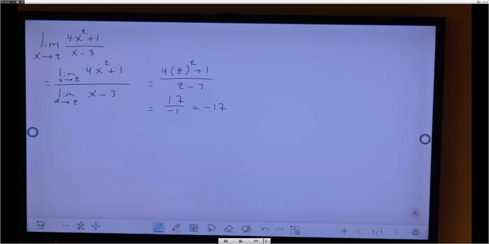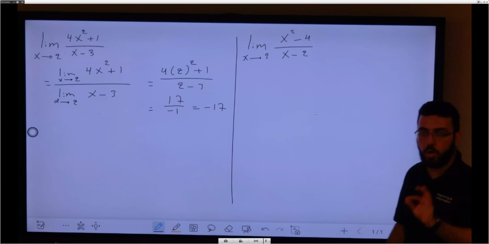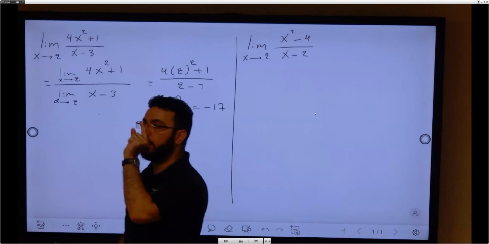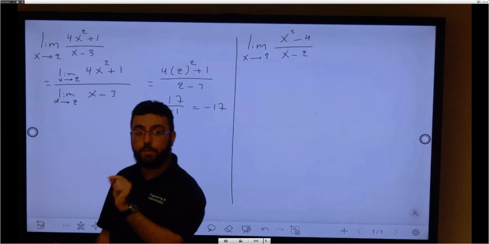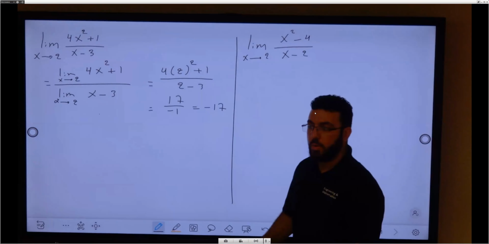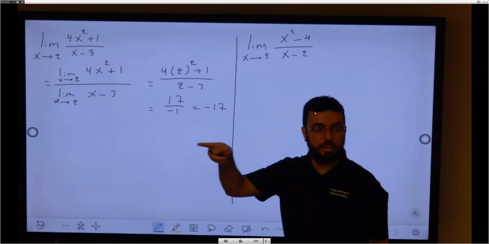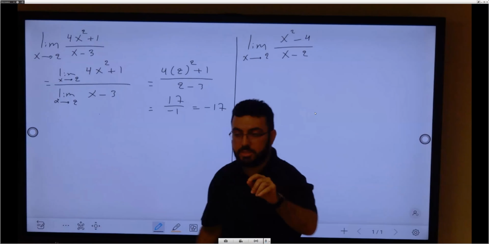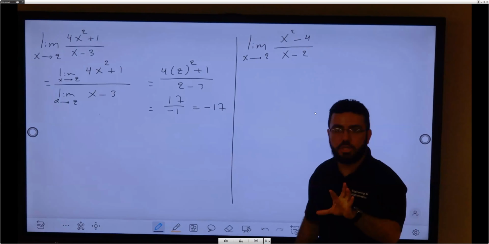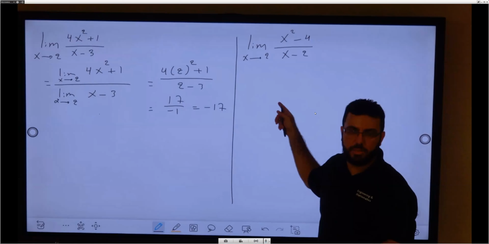Because now we're going to use it. The notes say if you evaluate the polynomial and your result from the top is 0 and from the bottom is 0, what do you have to do? Factor and simplify. That means you can't just evaluate when the result is not going to be 0.